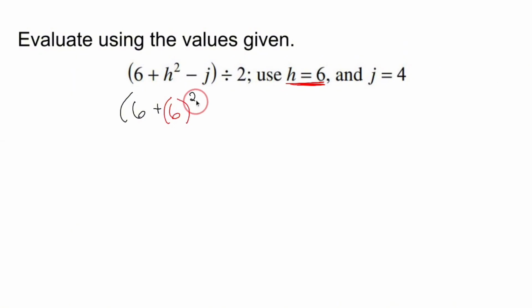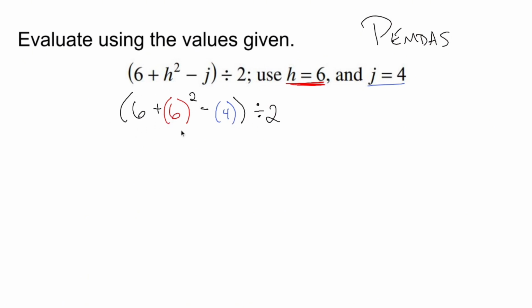So h squared becomes parentheses 6 squared. Then do it again. We have minus j, so minus 4. J is 4. Okay, now that we're done with this parentheses here, I'm going to close it and then divide it by 2. Now this, boys and girls, is a PEMDAS problem. And what PEMDAS says is you go inside the parentheses first and do what you can in there.